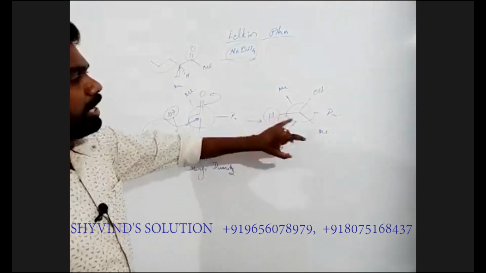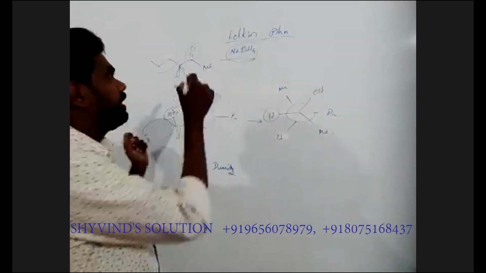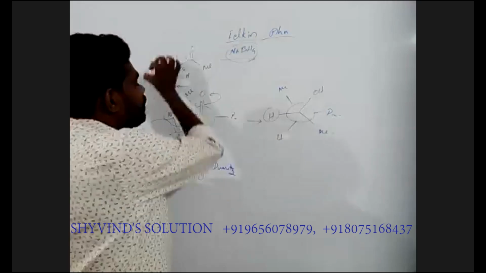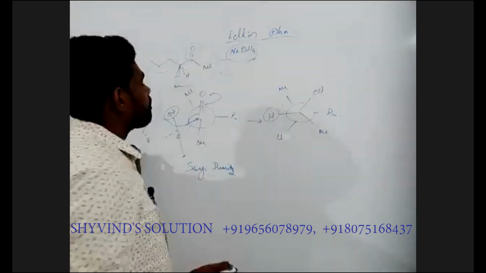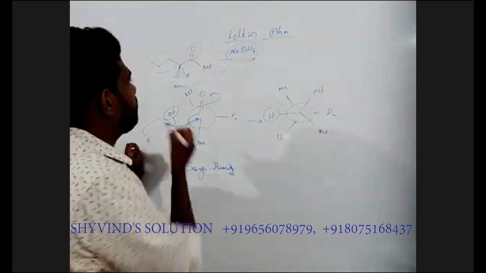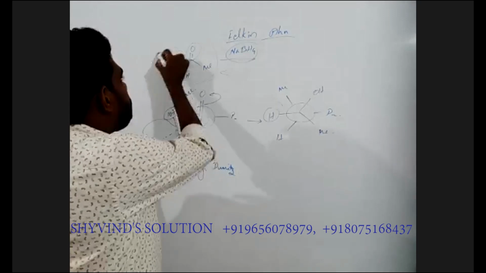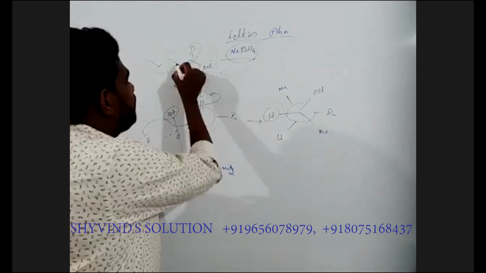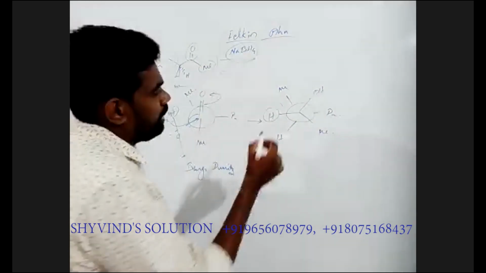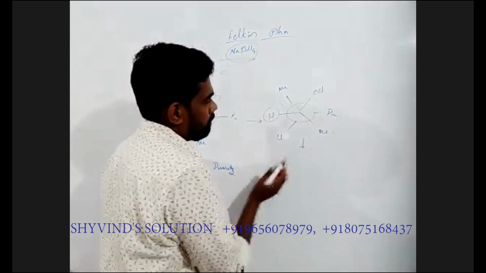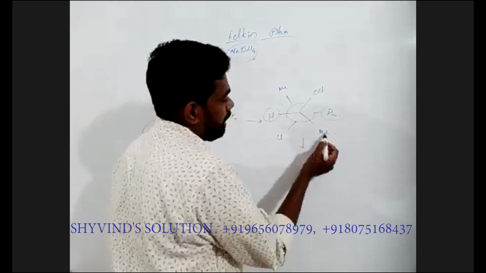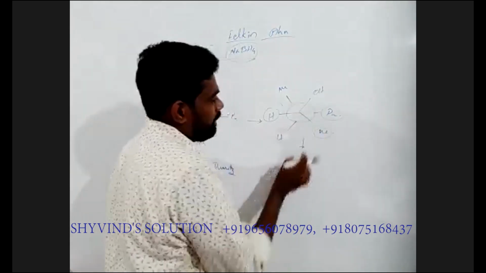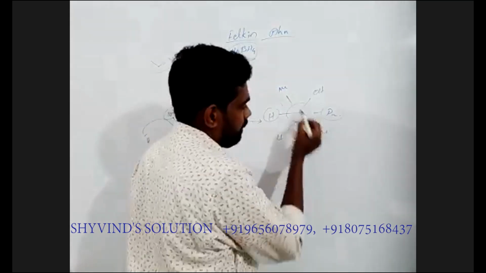Now we should convert this again to the format in which the answer is given. So we should convert this back to this. To do that, you can see this PR and Me group are opposite. So in this Newman form also we should represent this PR and Me in the opposite direction, meaning 180 degrees away.